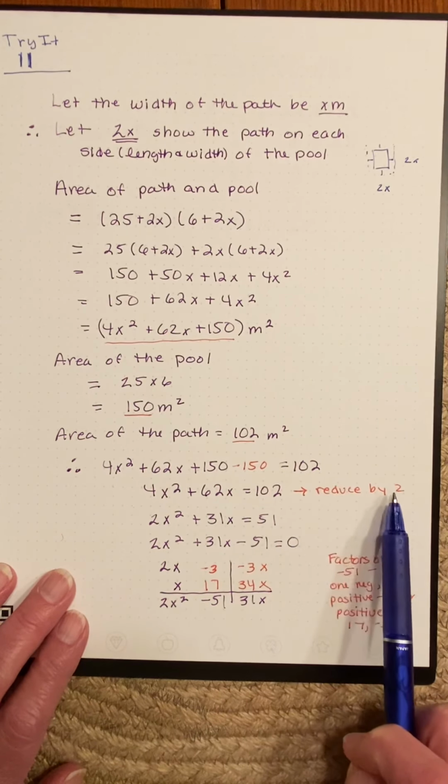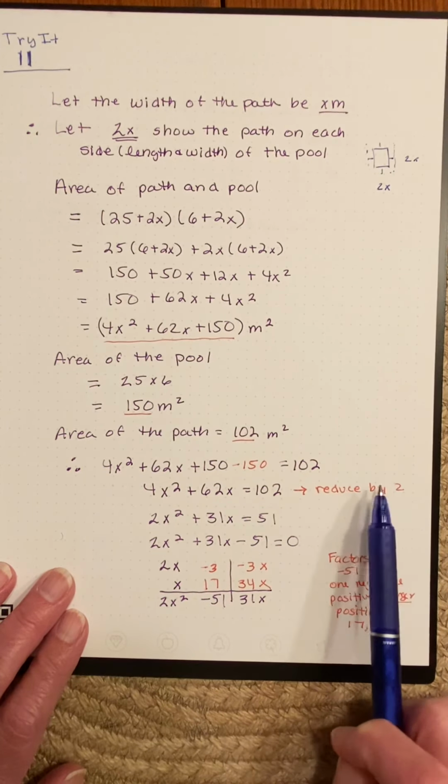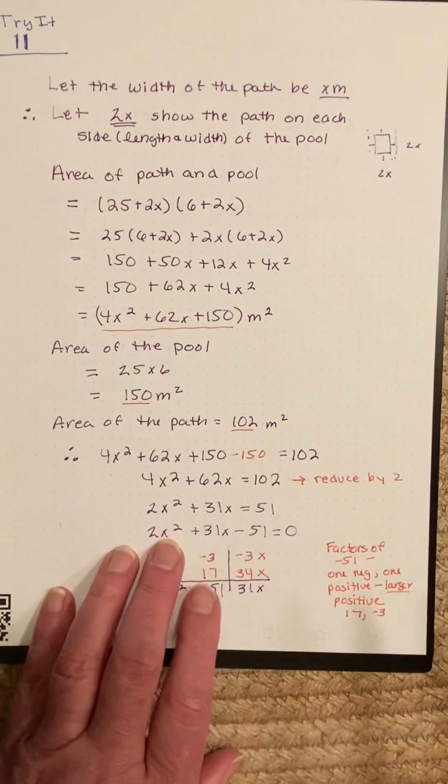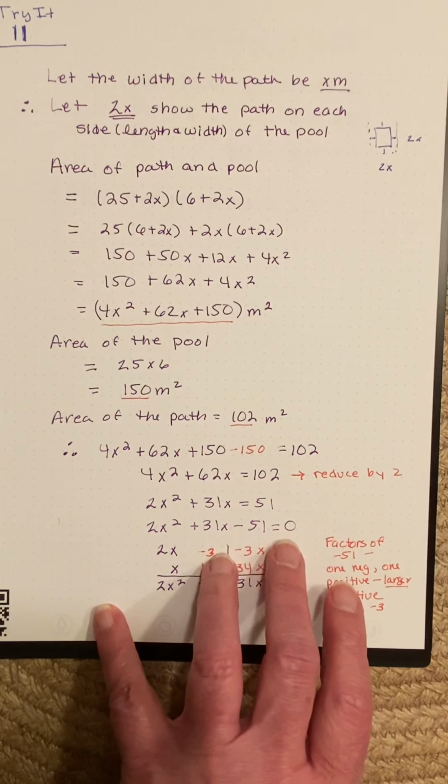I'm going to reduce this by 2. You can reduce it by 2 at any point. In one problem, I did it in one state, and now I'm doing it this time, but I can reduce it by 2. So that becomes 2X squared plus 31X equals 51. I bring my 51 onto the other side. I have 2X squared plus 31X minus 51 equals 0.